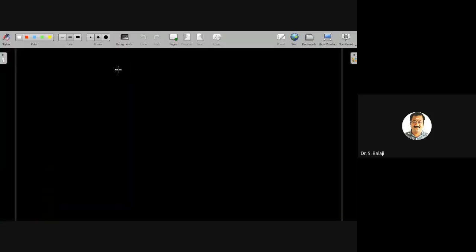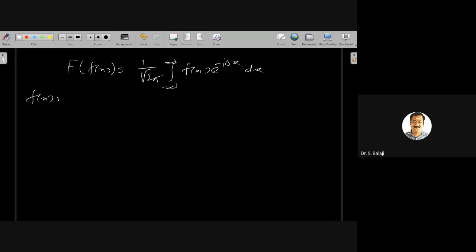Suppose f of x is an even function in the Fourier transform definition. F of x will be 1 by root of 2 pi integral from minus infinity of f of x e power minus isx dx. This is the Fourier transform definition. Suppose f of x is an even function. Then what you can get here, 1 by root of 2 pi.